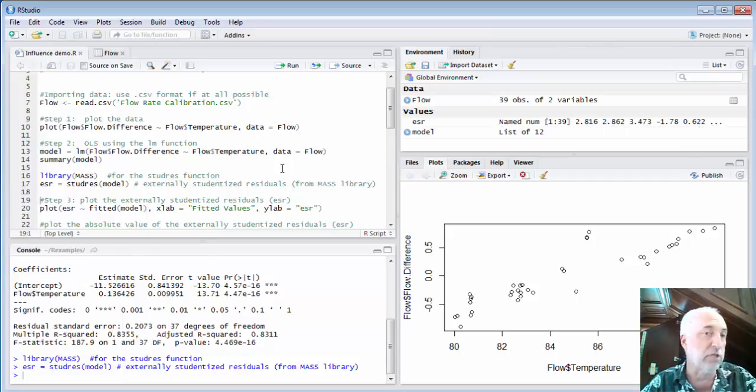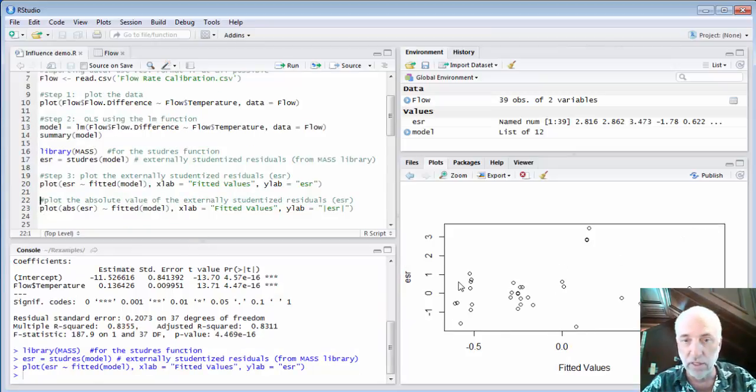Well, the next step is generally to plot those ESRs. So here I'll plot the ESRs, externally studentized residuals, and I plotted them versus the fitted values. That's the normal way to do that. And again, we see just like the graphs we saw in Excel, potential problem point here that we worry about.